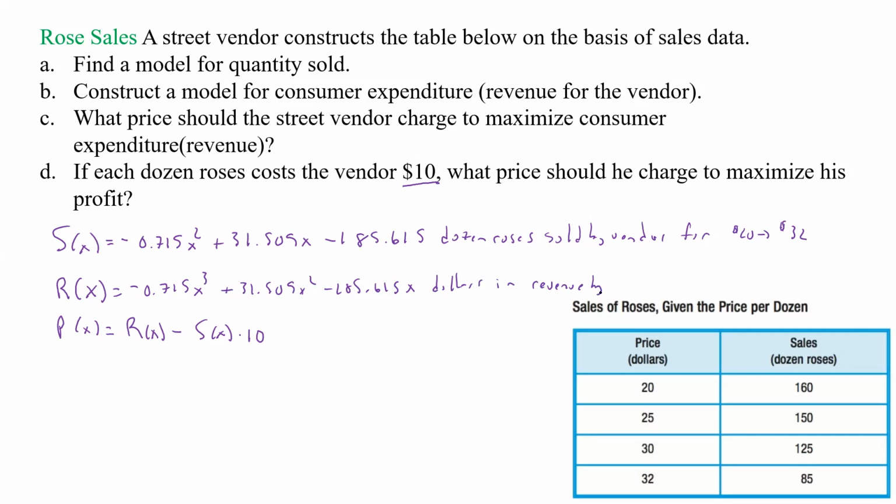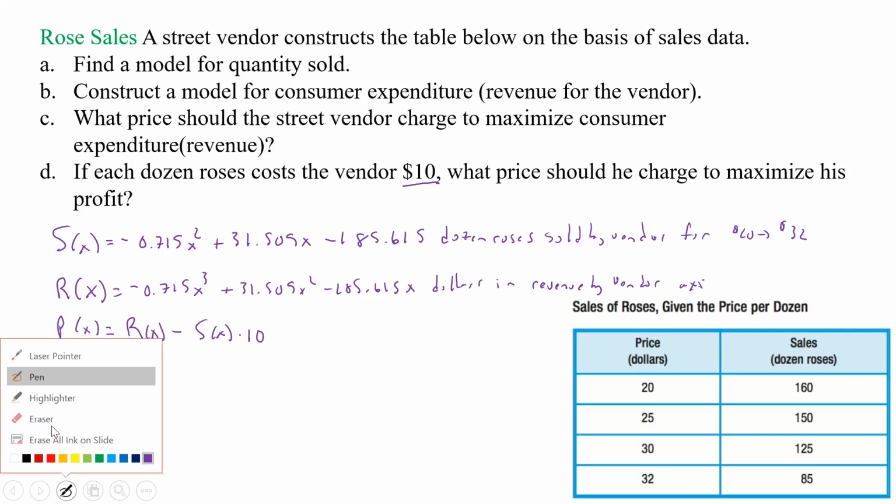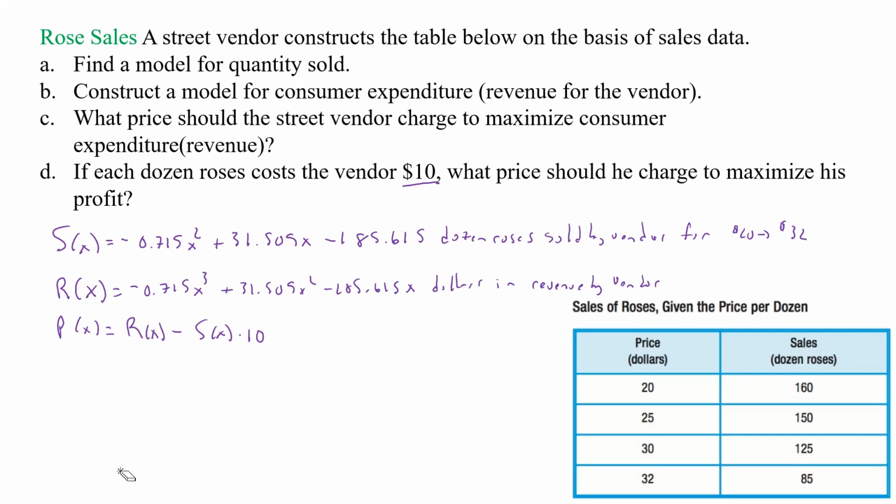by the vendor at X, from, again, $20 to $32. Okay. All right, so that's going to be our R of X.